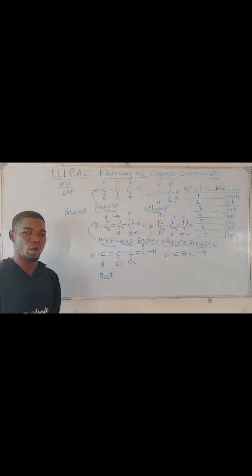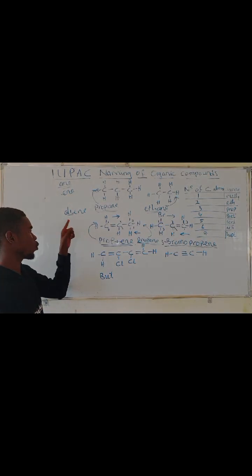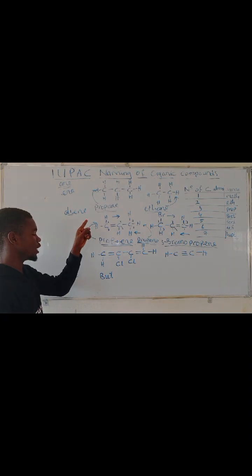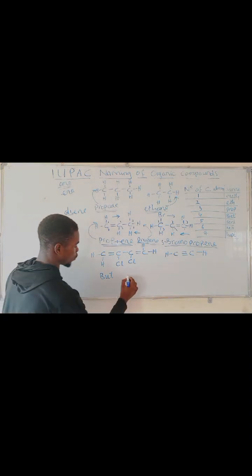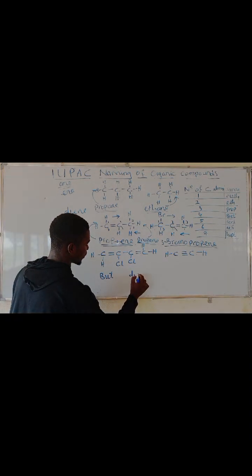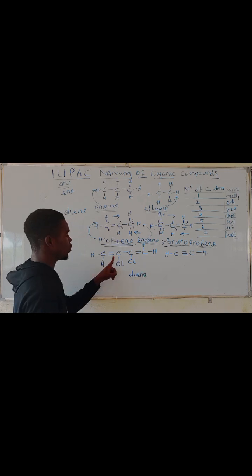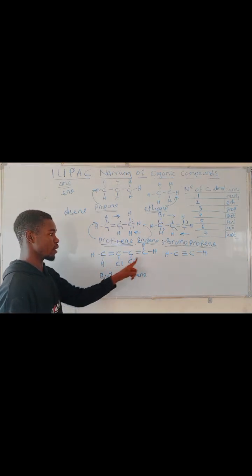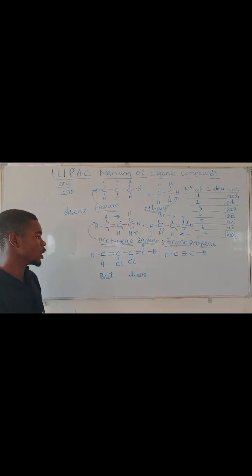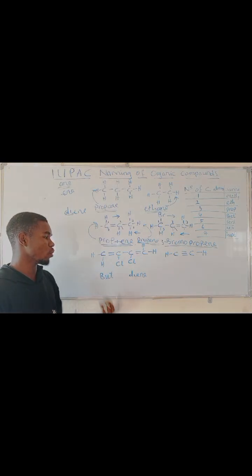Okay, if it was three, we are going to have tri, and so on, guys. So this has a diene. So we are going to have what, guys? We are going to have di in this case, since there are two of them. Okay, there are two of them. But friends, we must locate the position of these bonds.